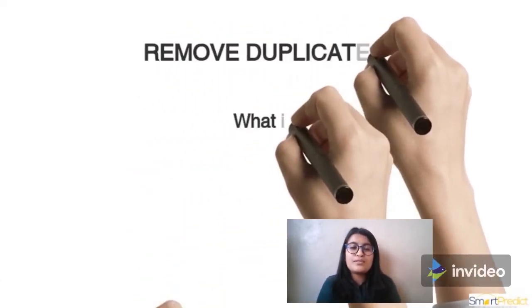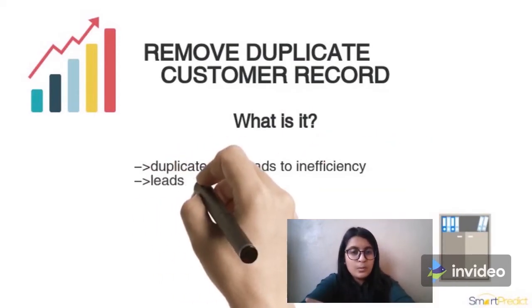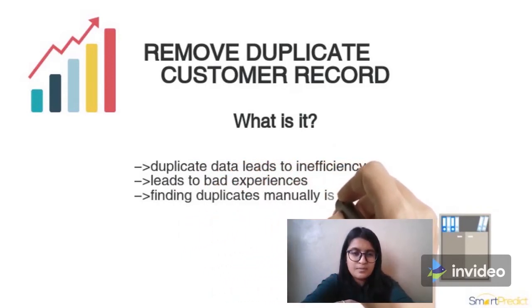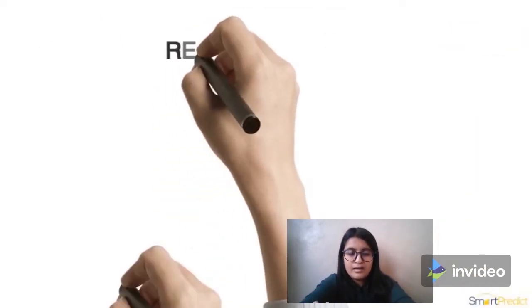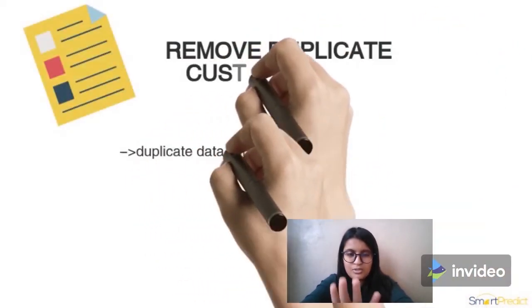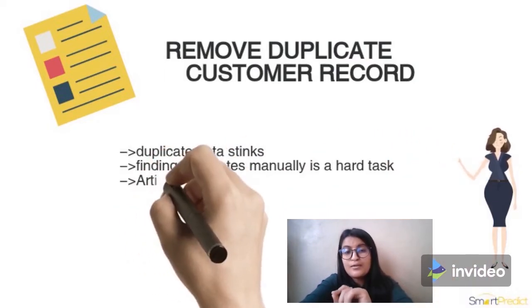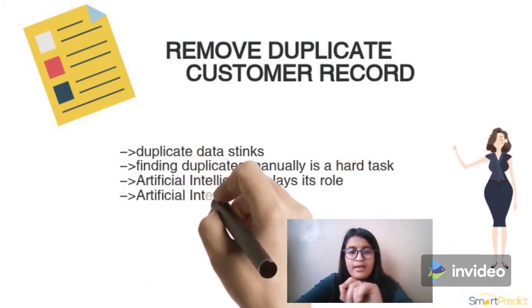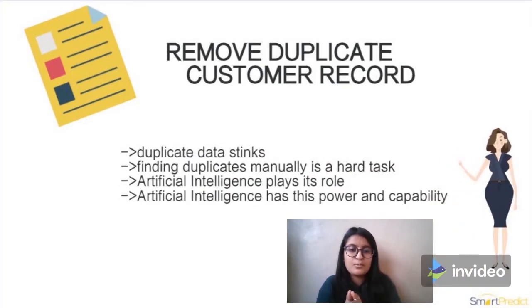Let's talk about the next use case, which is remove duplicate customer record. As we know, duplicate data leads to inefficiency and also leads to bad experiences for both your team as well as your customers. Finding duplicates manually is really hard. So this use case, the remove duplicate customer record tool, uses artificial intelligence to find duplicate records for your organization. Artificial intelligence has the power and capability to manage and help us to work efficiently.